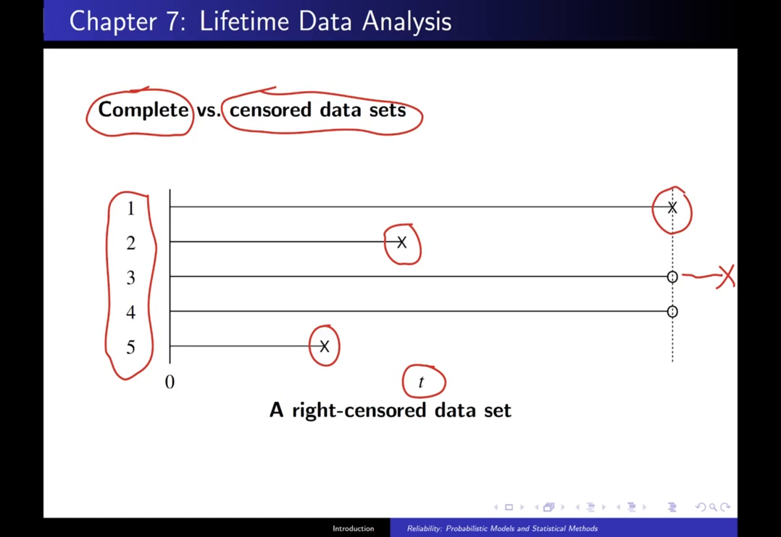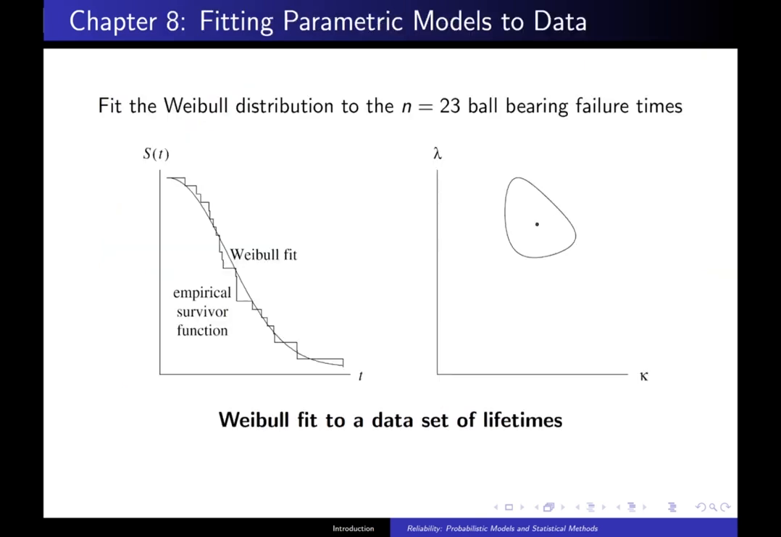The temptation might be to throw those particular lifetimes out and just use the 3 we observed, but that would throw bias into our estimation because bulbs number 3 and 4 are our 2 best bulbs. They lasted the longest, so we would be biasing low in terms of our estimate of the mean time to failure if we throw those right-censored values out. So that's Chapter 7. Chapter 8 concerns fitting parametric models to data.